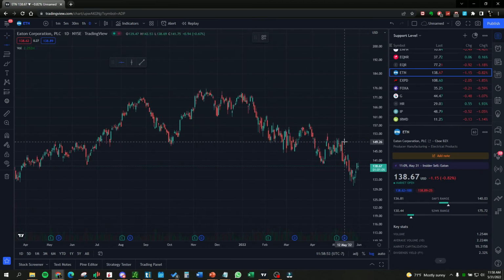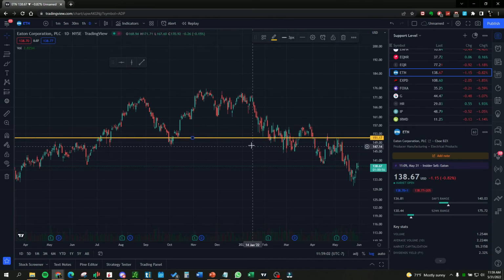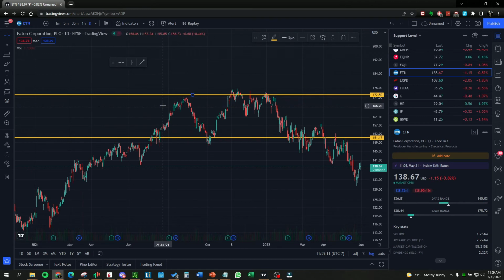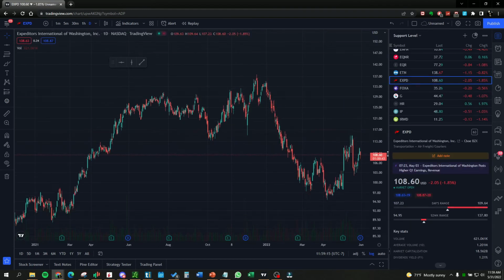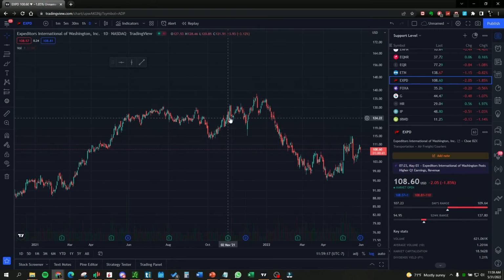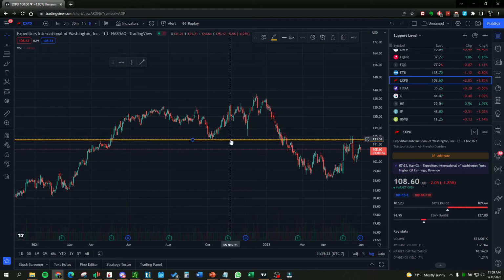resistance line, again, left to right. We're more interested in right, but we use left to connect and make a strong case for right. So this could be a resistance line. In this point, it was support, but it's resistance right here. This also could be another resistance line. And last but not least, this could be a resistance line right here.